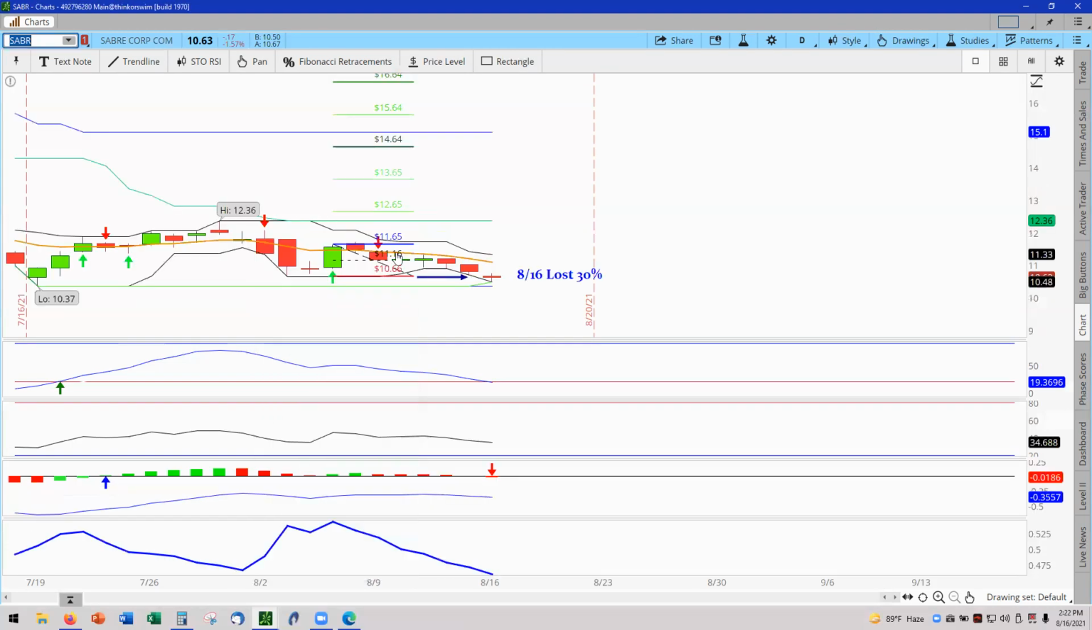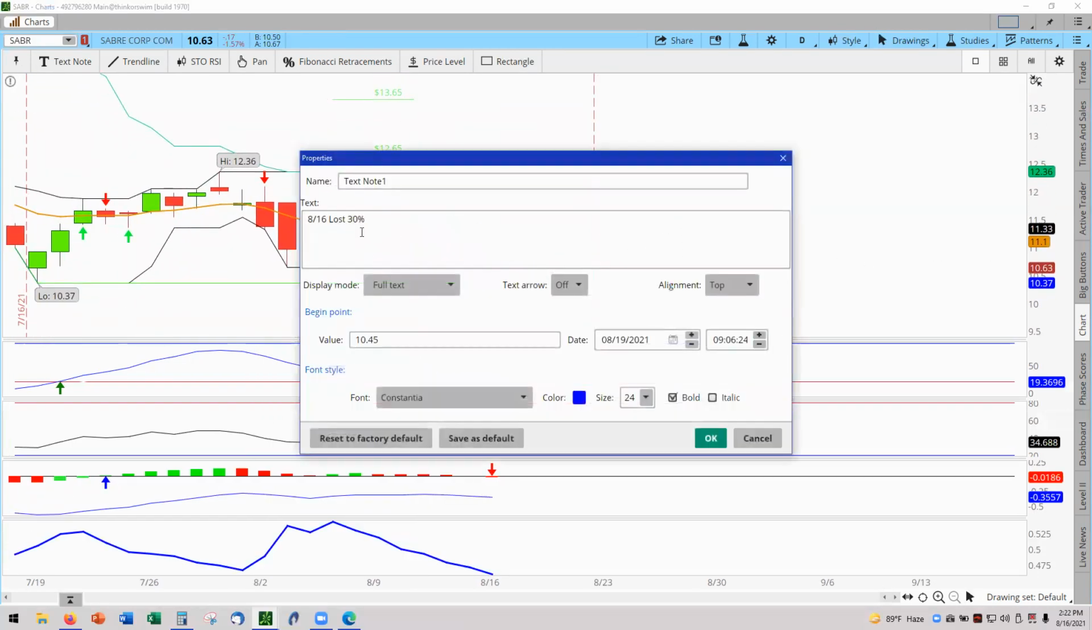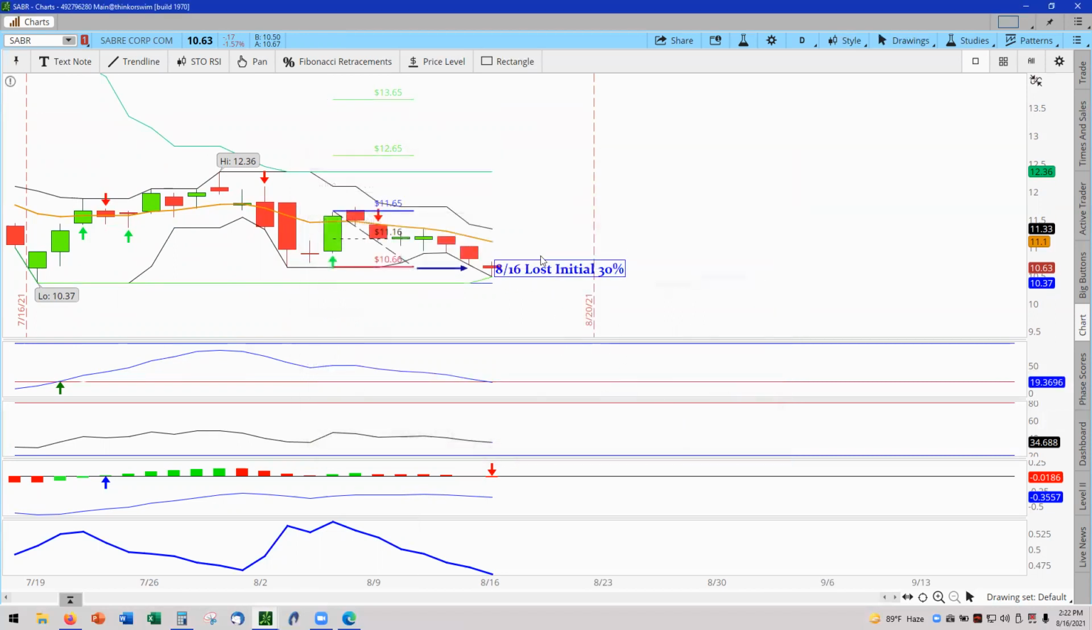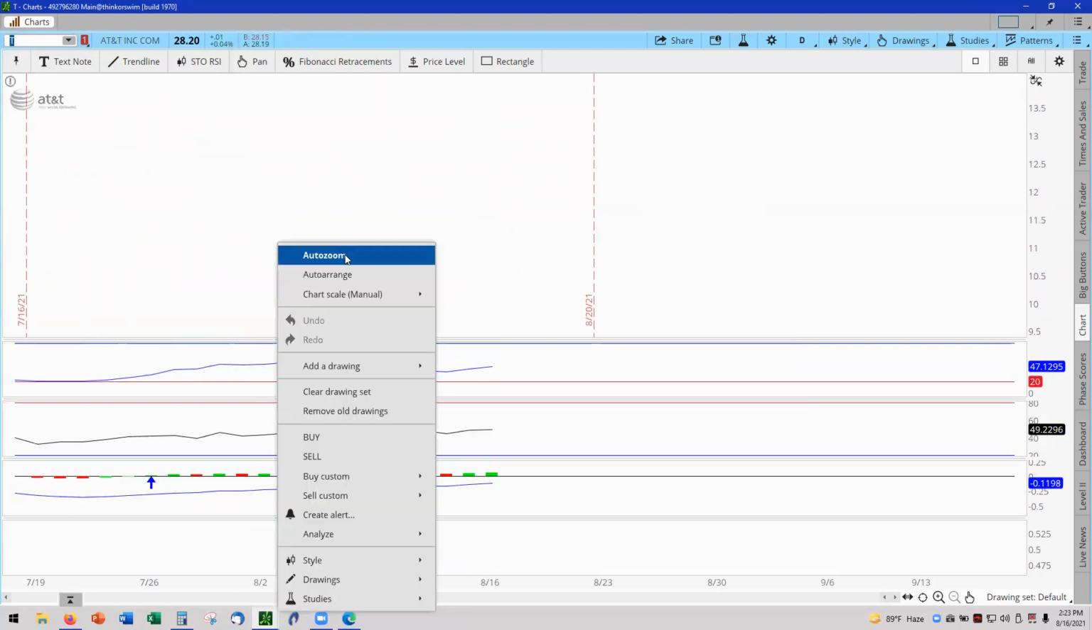Okay, Sabre got stopped out. It's an initial loss. Most initial losses usually occur in the average 30% range. They can be as much as 50%, and it can be as little as 15. I have seen as little as 15% on an initial loss. So it all varies on the option itself and its criteria.